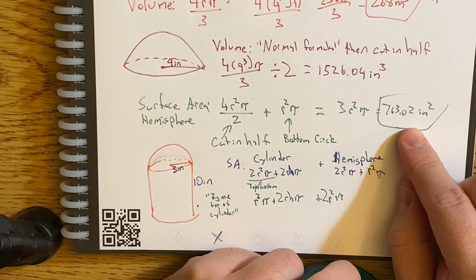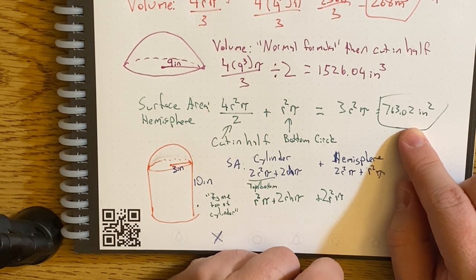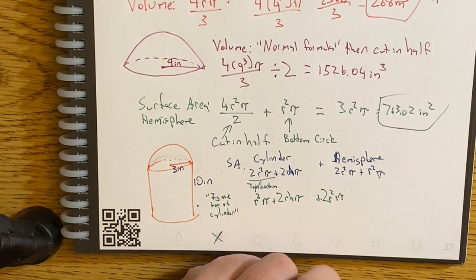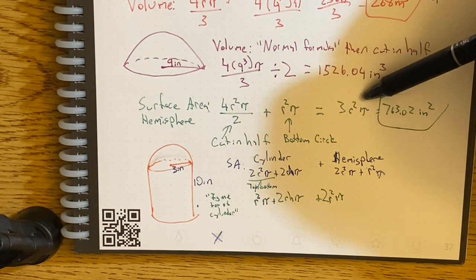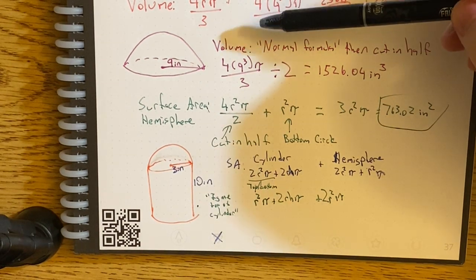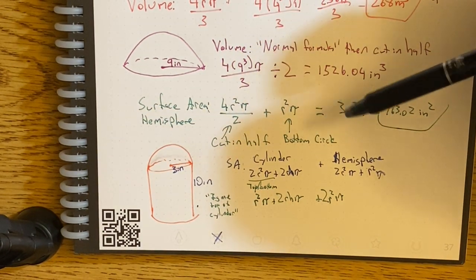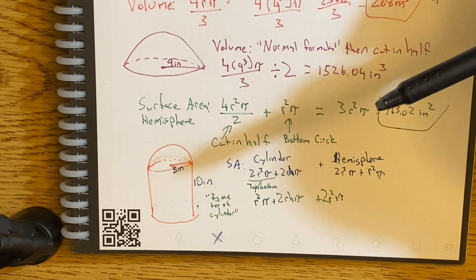You end up getting 763.02 inches squared. Okay. Don't forget, I'm not going to give you this formula on a quiz. You'll get the normal surface area and volume formulas. You will not get this one, so you'll have to derive it yourself.